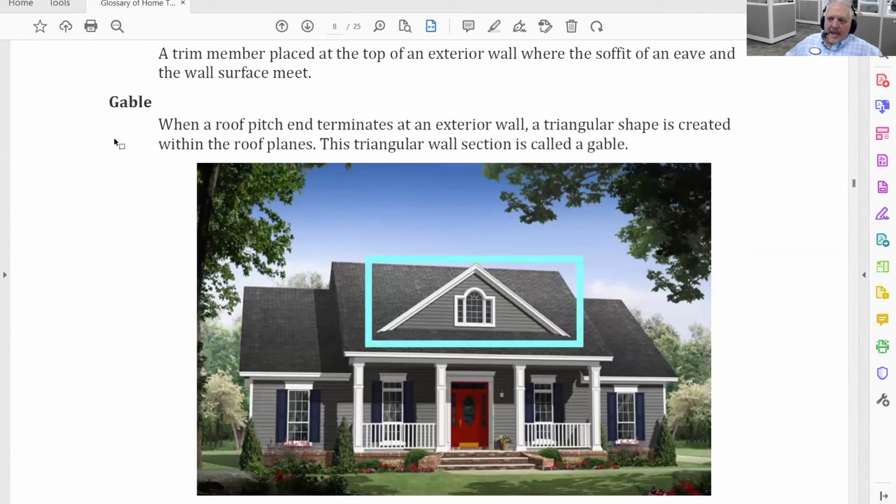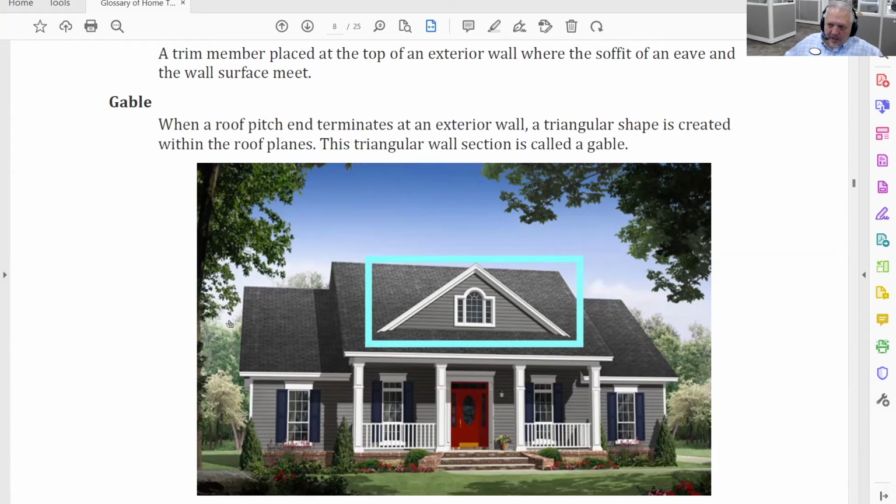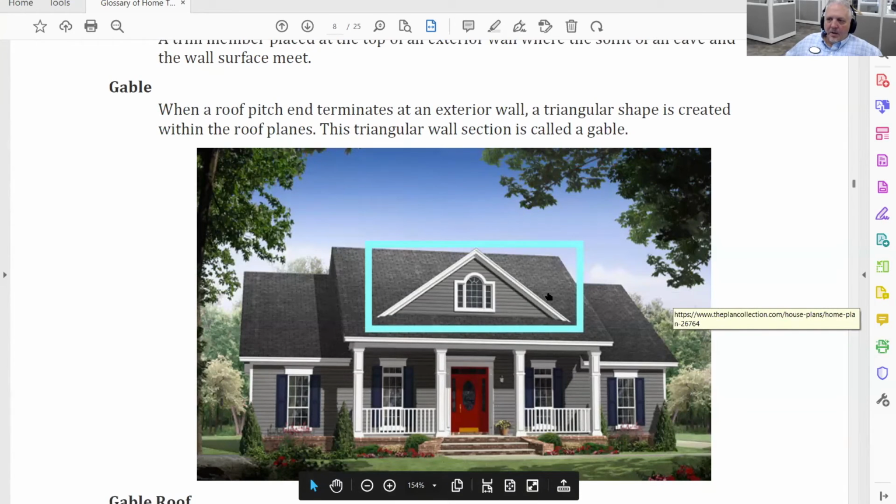Okay, let's talk about a gable. A gable is any part of the roof line that is triangular in nature, like this one. So on this house, you would have a gable end on the front. You would also theoretically have a gable end on this side of the house as well as this side of the house based off of the appearance of it. So if you were looking from the left side or the right side, you would also have a gable end on that roof line.